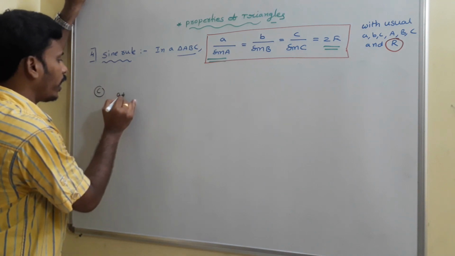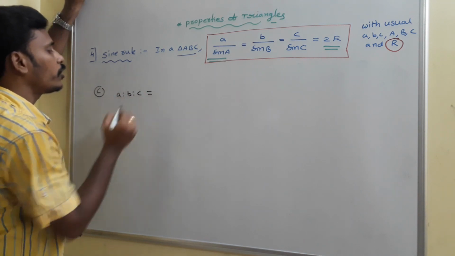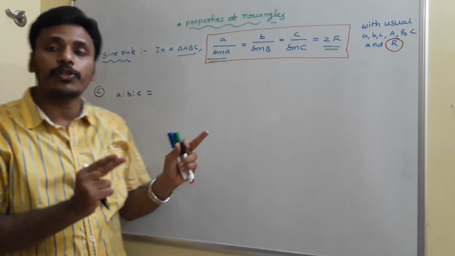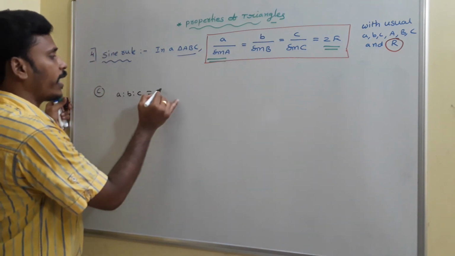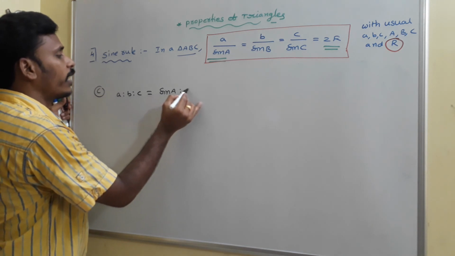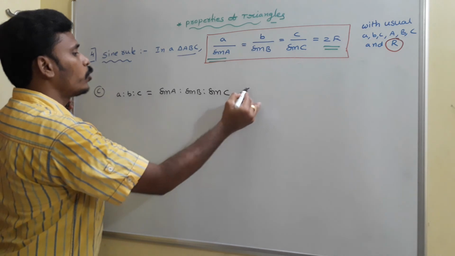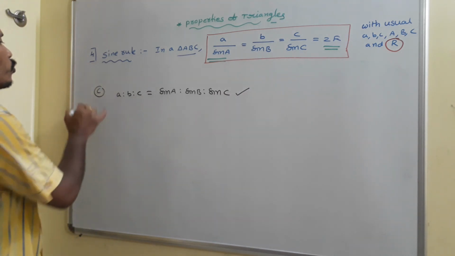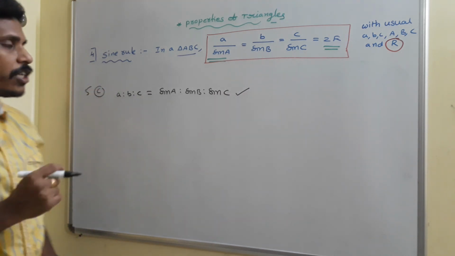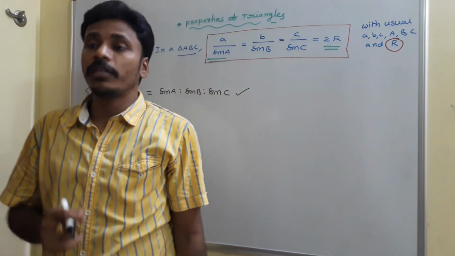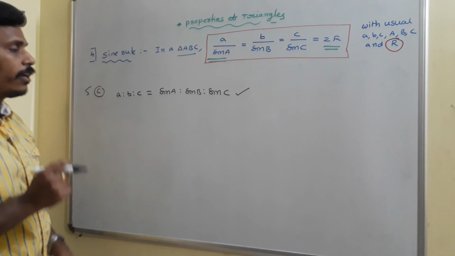And if you calculate the ratio between a is to b is to c, and that a is 2r sin A, b is 2r sin B, c is 2r sin C, 2r will get cancelled. Then you will get sin A is to sin B is to sin C. Very useful idea. a is to b is to c is equal to sin A is to sin B is to sin C. Is it clear?